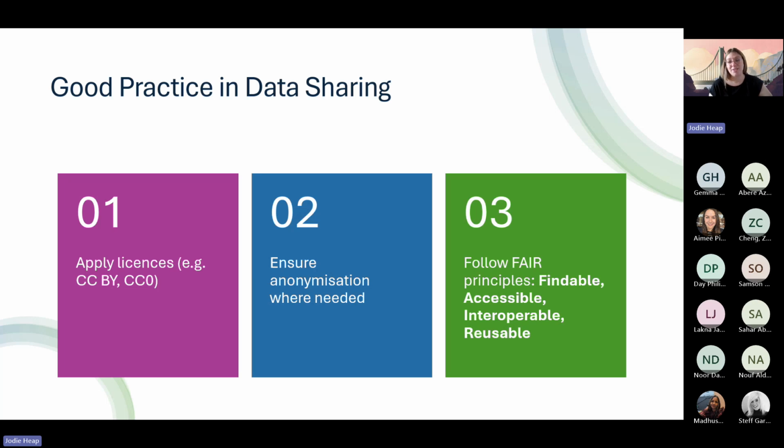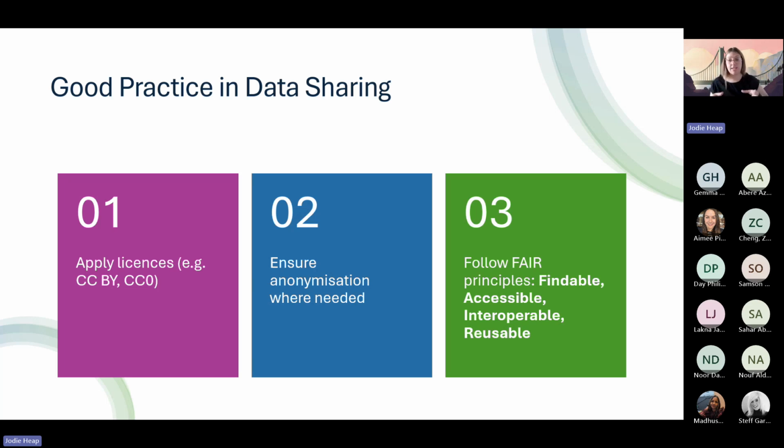Okay, so just to recap, when we're looking at data sharing, it's really important that we consider what type of Creative Commons license we would like to apply. We want to make sure that the data has been sufficiently anonymized if that is an element of your research. If there is anything sensitive that needs anonymizing, make sure you've done that. And we want to be following the FAIR guidelines.